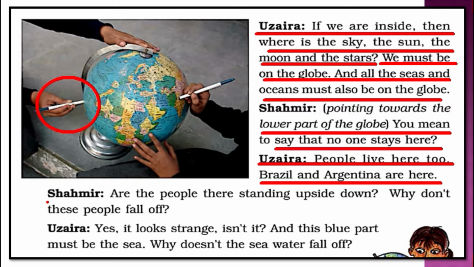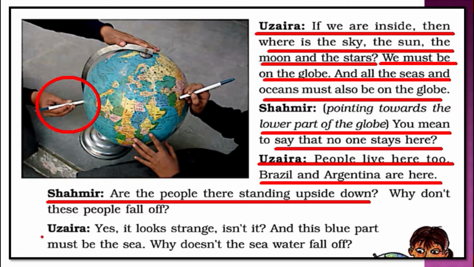Then students, Shahmir asked Uzaira that if people live here too in the lower part of the globe, then are the people here, means to say like in Brazil and Argentina, standing upside down? Why don't these people fall off?